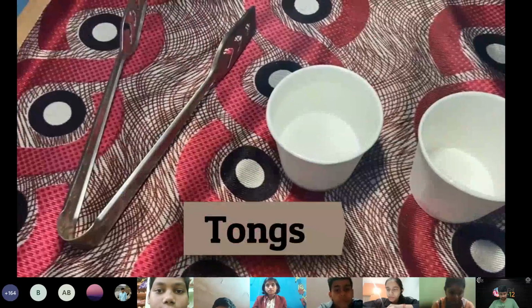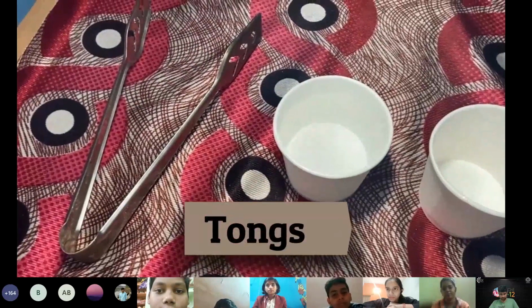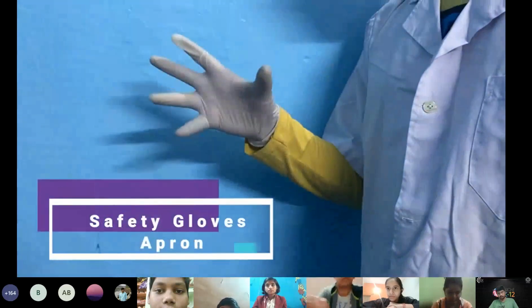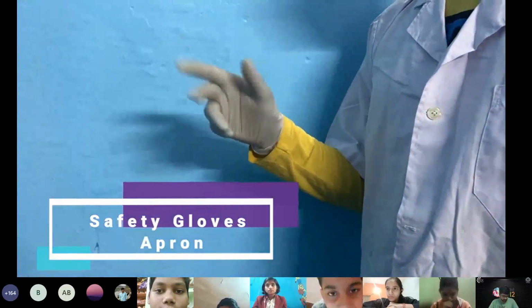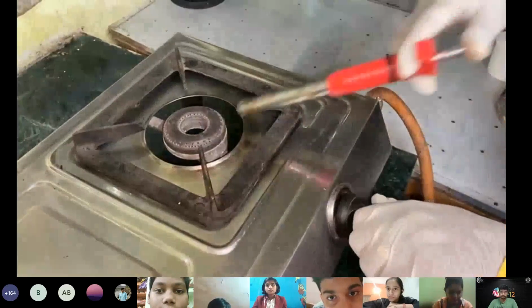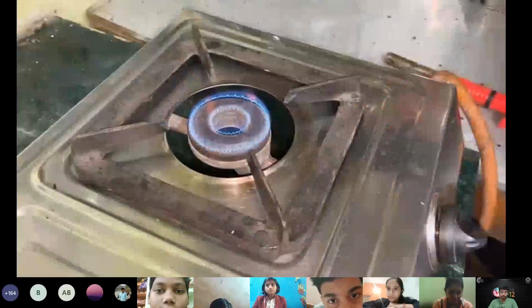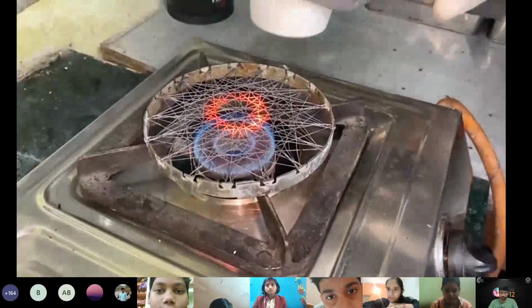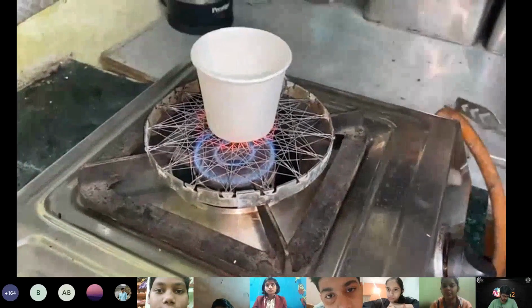We also need a pair of tongs to handle the cup, and most importantly, don't forget to wear your safety gear, that is safety gloves and apron. For the experiment, first of all, switch on the heater and keep an empty paper cup 2-3 inches above the flame. Now wait and watch.